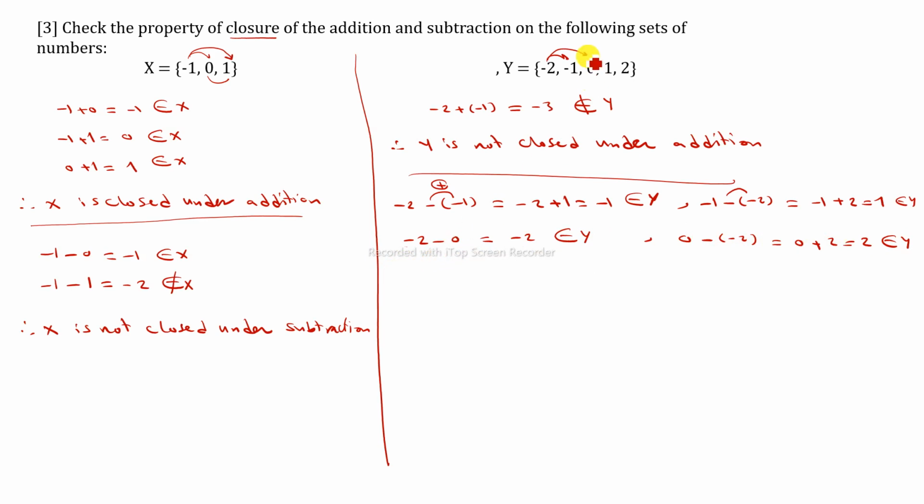تعالى نعمل مثلا negative 2 minus 1 is equal to negative 3. Is negative 3 found in set y? طبعا negative 3 is not found in set y، يبقى كده نقول إن set y is not closed under subtraction.